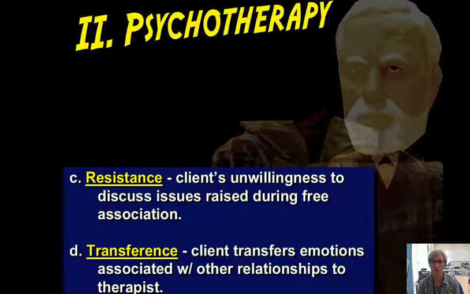Resistance is, of course, when we come up against some boundaries, our unwillingness to discuss issues related to free association, because we may not have a trusting client-to-therapist relationship, so that's something a client has to work through. And then transference is when the client transfers emotions associated with other people to the therapist themselves. So here is a rendering of what that might look like.